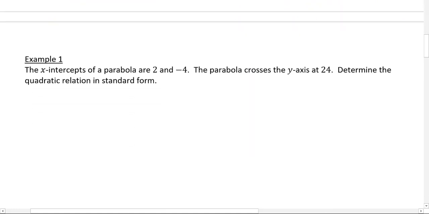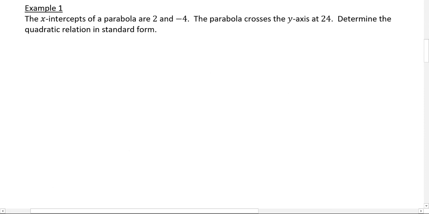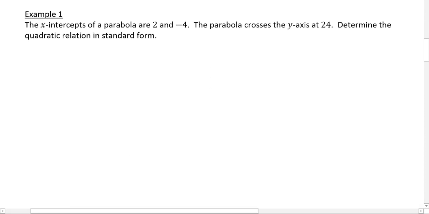All right, on to example number 1. So again today we're going to look at creating expressions using our factored form and then converting it to standard form. So in example 1, the x-intercepts of a parabola are 2 and negative 4. The parabola crosses the y-axis at 24. Determine the quadratic relation in standard form.